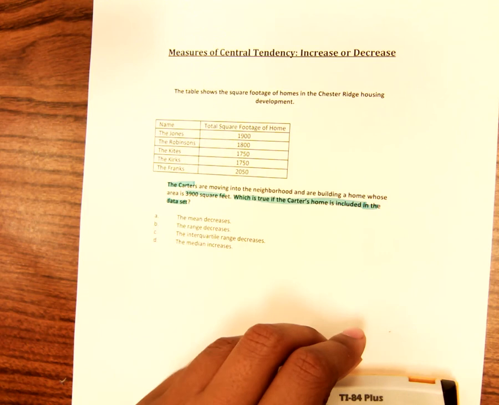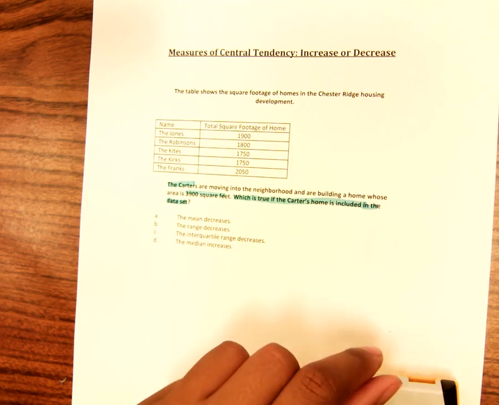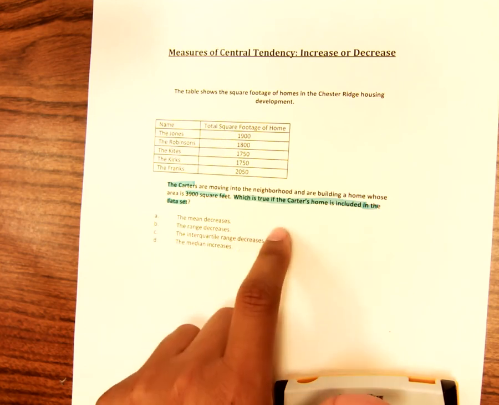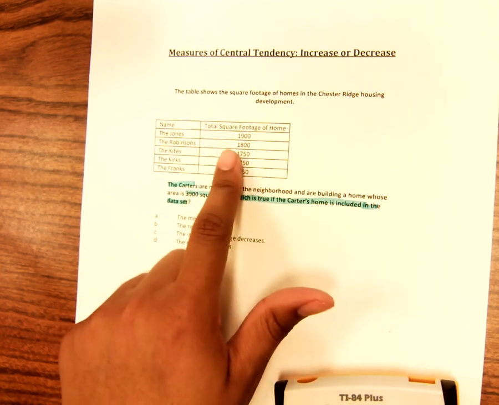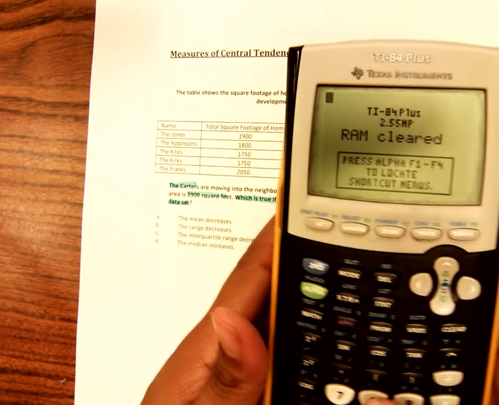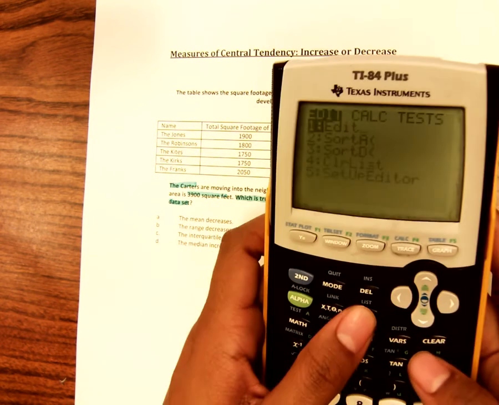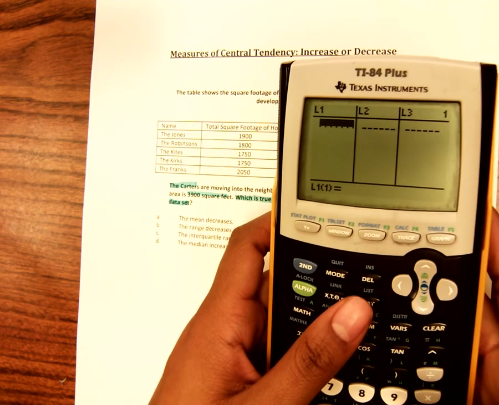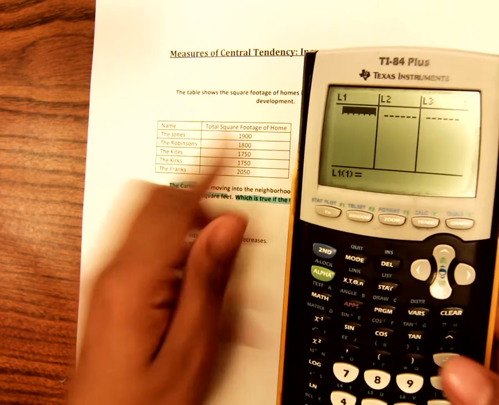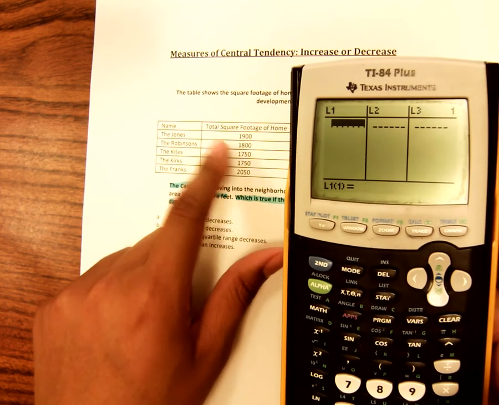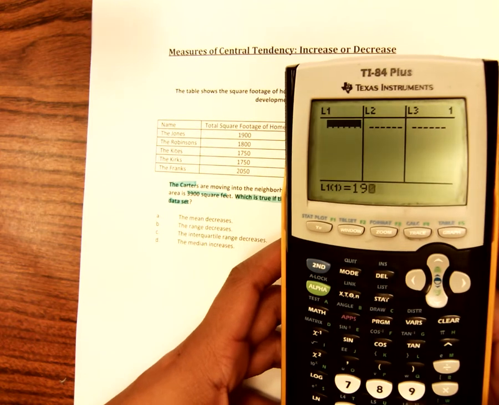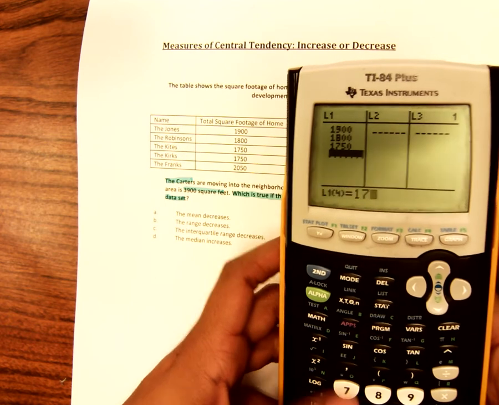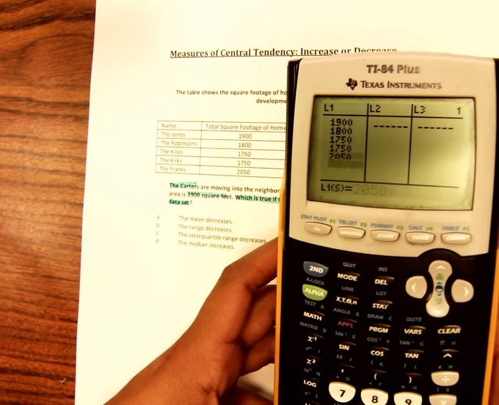In order to figure out this information, I first have to figure out the measures of central tendency of the neighborhood before the Carters moved in. So what I'm going to do is take my calculator, clear that. I'm going to go to Stat, press Edit, Enter. L1, you may have L2, L3, whatever your first L is, you're going to enter what you see under the total square footage home. So that's 1900, 1800, 1750, 1750, 2050.